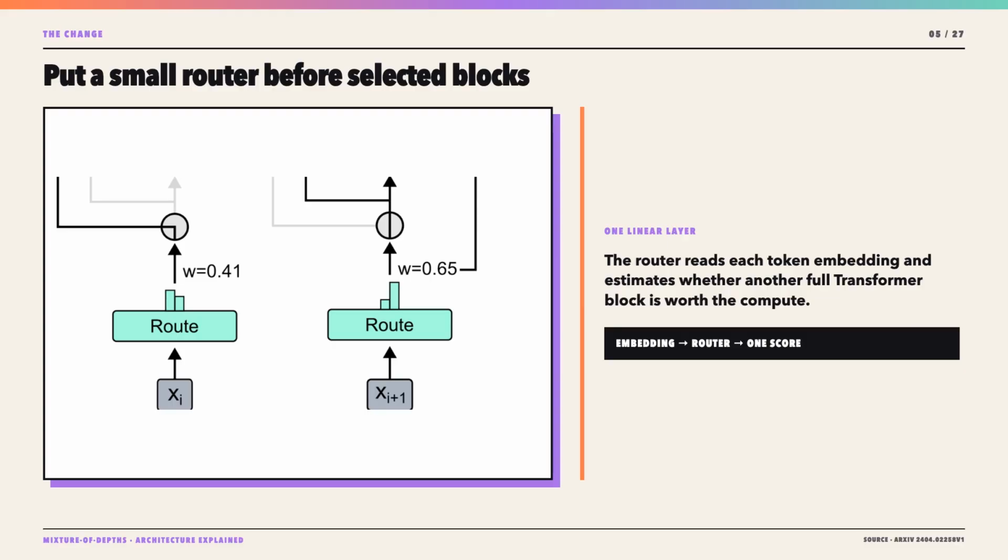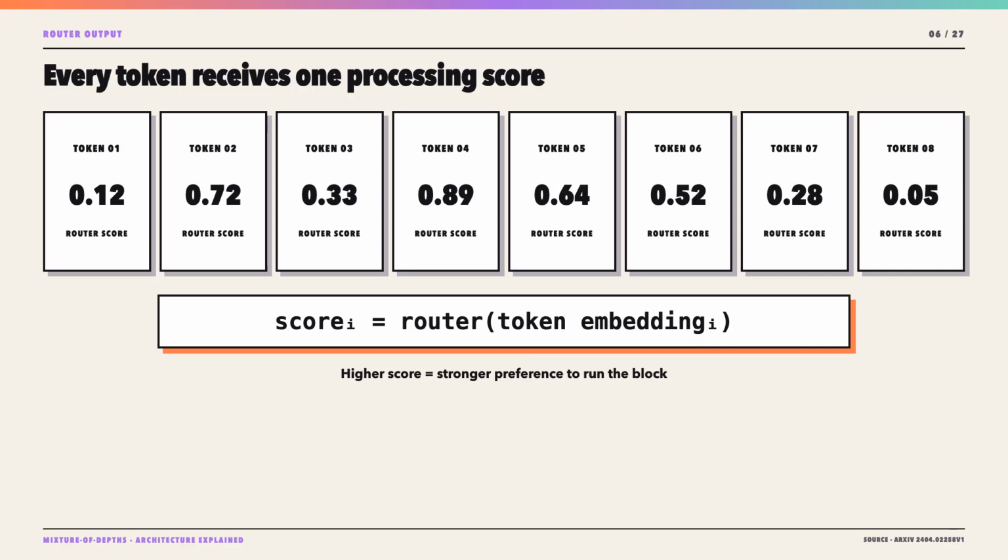The new architecture places a router before selected transformer blocks. A router is just a small learned linear layer. It looks at each token embedding and decides how useful another full block of processing would be. For every token, the router produces one number. A larger score means spend attention and feed-forward compute on this token here. A smaller score means let this token skip the block unchanged.